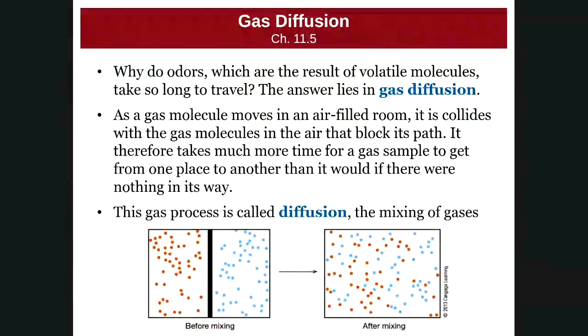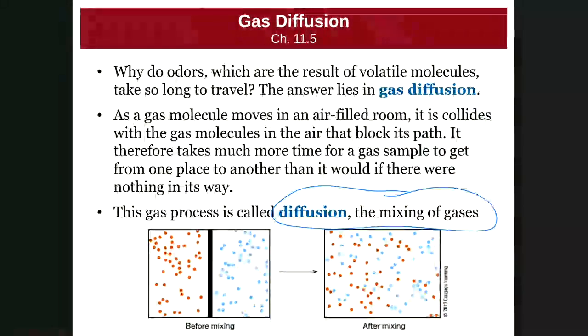And that is because of diffusion. Diffusion is related to the mixing of gases. When your gas molecules are moving in an air-filled room, they're colliding with all the gas molecules in the air. So the oxygen molecules, the nitrogen molecules, the carbon dioxide molecules in the air are all blocking the path of that gas molecule from spreading throughout the room. So it takes much more time for the gas to get from one place to another than if nothing was in its way. And this process of moving through other gases, mixing of gases, is called diffusion.